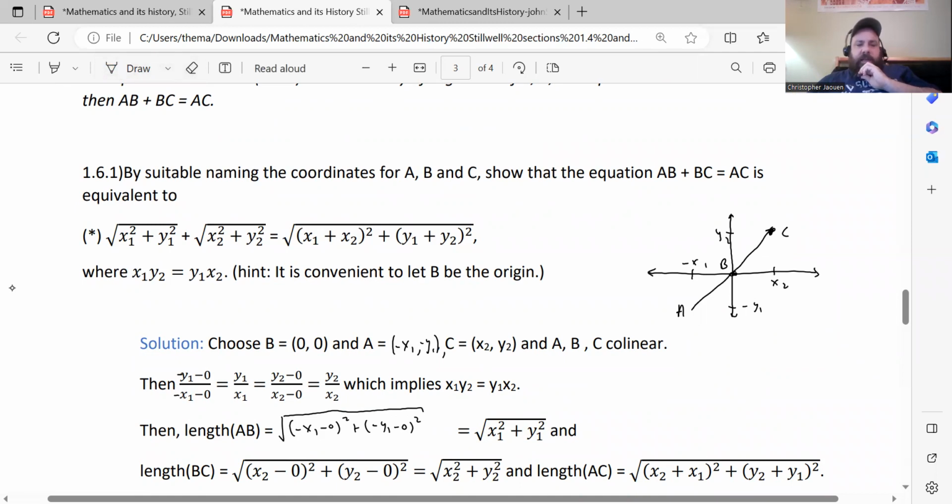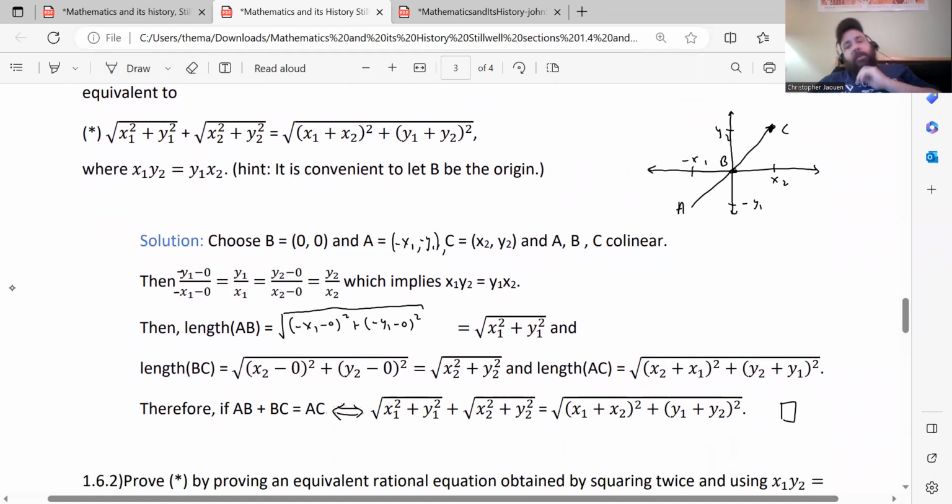A has coordinates negative x1, negative y1. B has coordinates 0, 0 because it's the origin, and C has coordinates x2, y2. And we're assuming that A, B, and C are collinear, then that means that they lie along the same line, so they have the same slope, right?